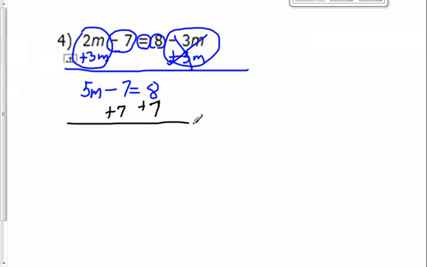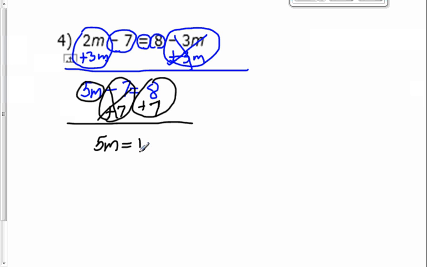Draw your line. So what's left? 5m, or 5 times m. M and his best friend, huh? And then I have minus 7, add 7. That's going to cancel each other out. Then I had equals. And 8 plus 7 is the 15.